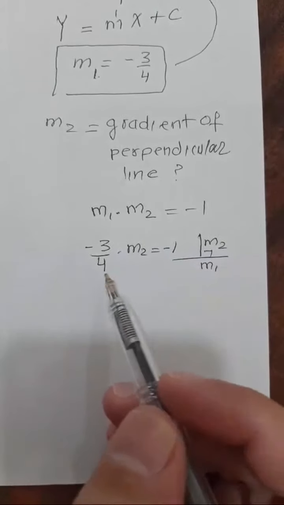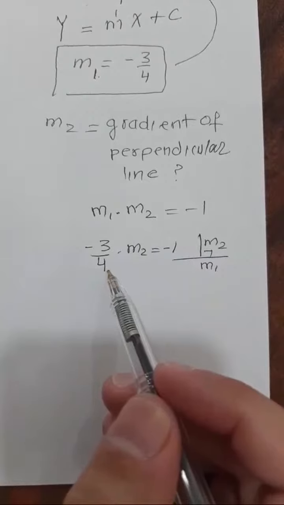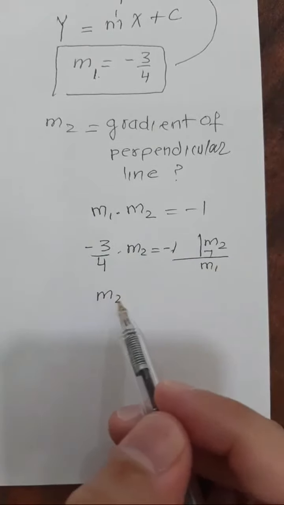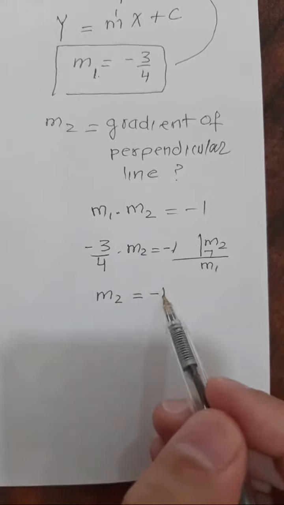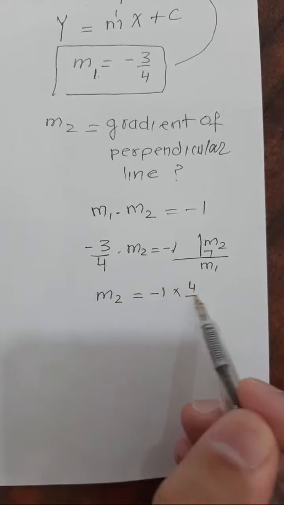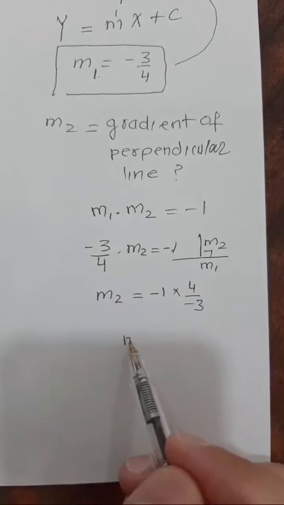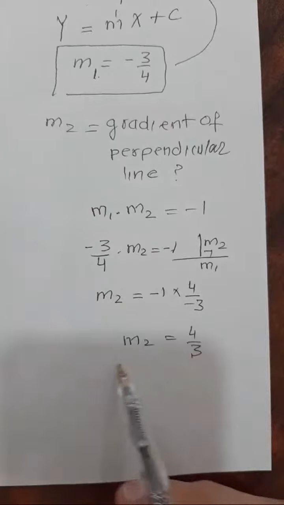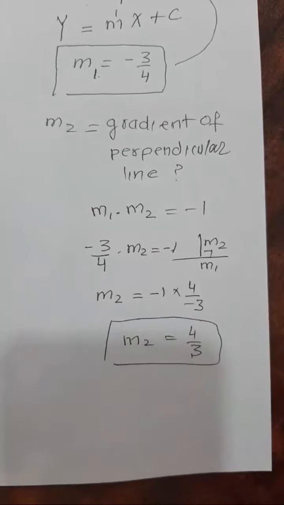Now from here you will move 4 to the right side and 3 to the right side as well. So m2, the gradient of the perpendicular line, will be equal to -1 into 4 over -3, and that will give you m2 as 4 over 3. So this is the answer for question number 2 part B, the gradient of the perpendicular line.